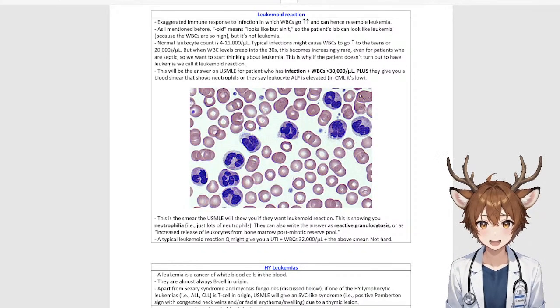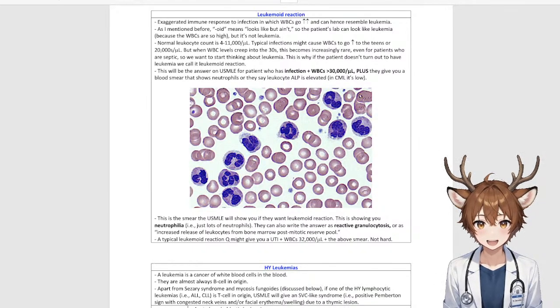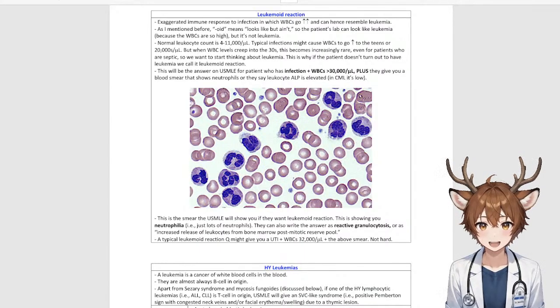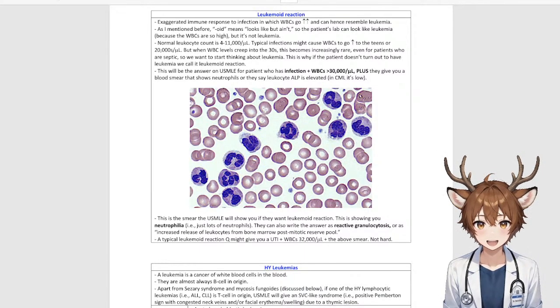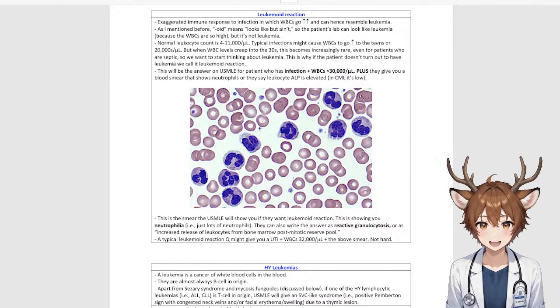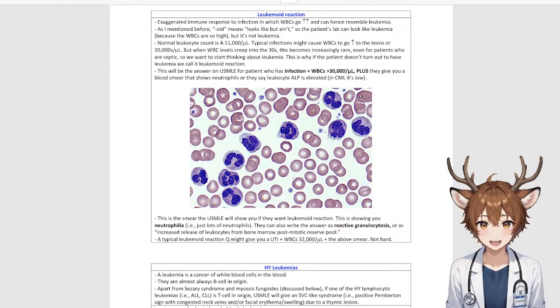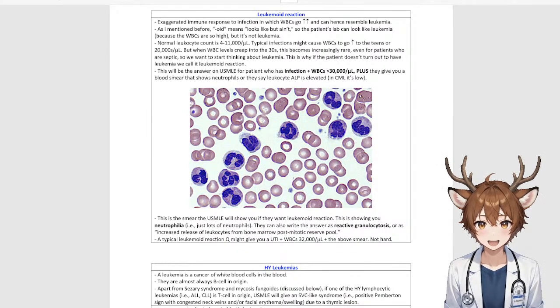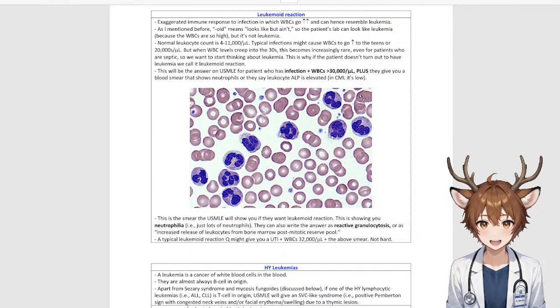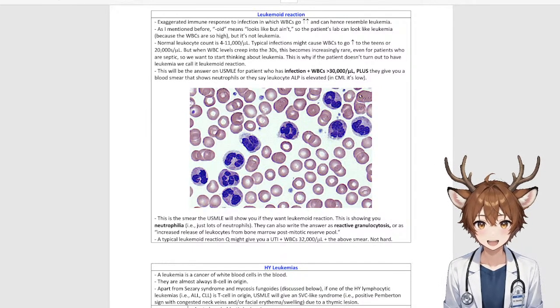This is showing you neutrophilia, that is to say lots of neutrophils, and you can also write an answer as reactive granulocytosis or as increased release of leukocytes from the bone marrow post-mitotic reserve pool. A typical leukemoid reaction question might give you a UTI plus white blood cells at 32,000 per microliter as the above smear, not hard.